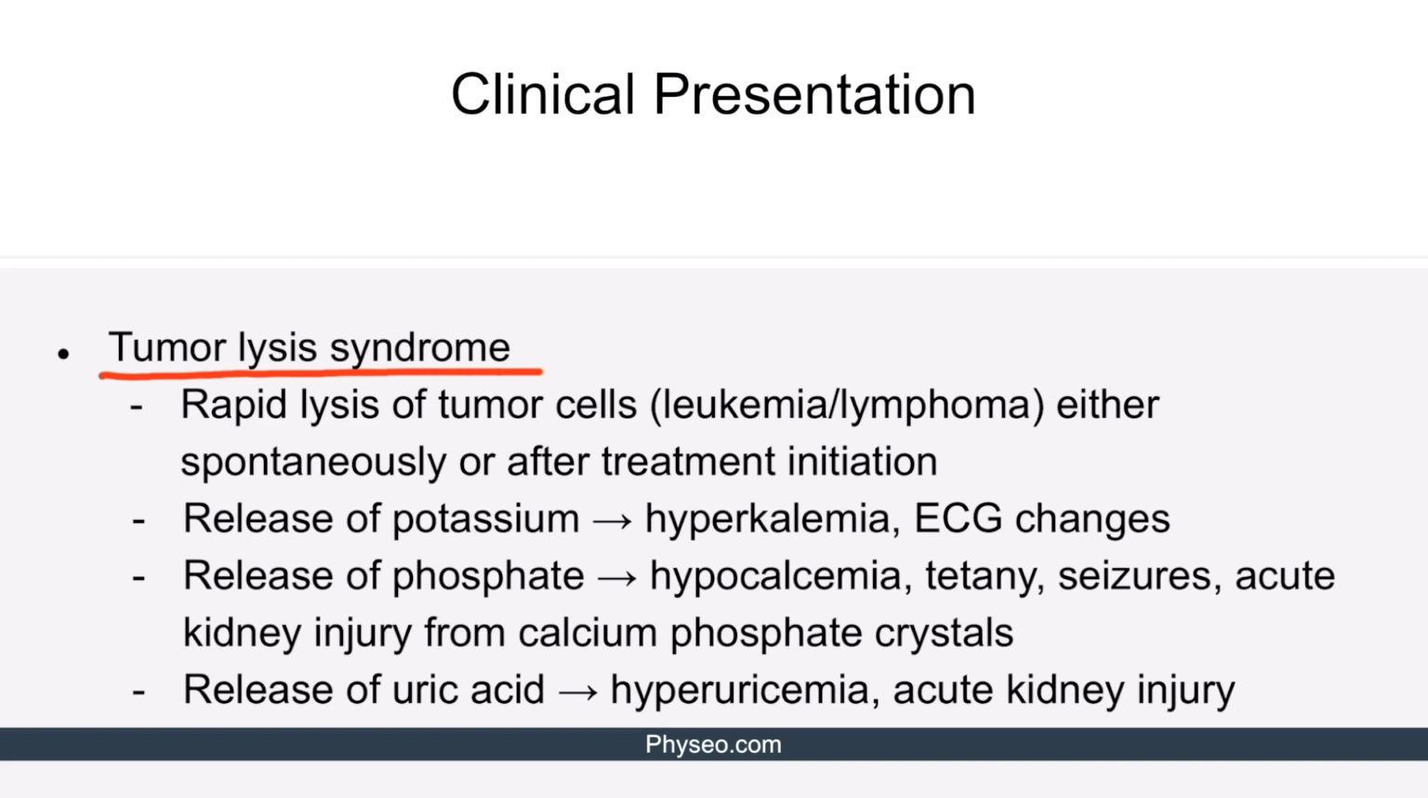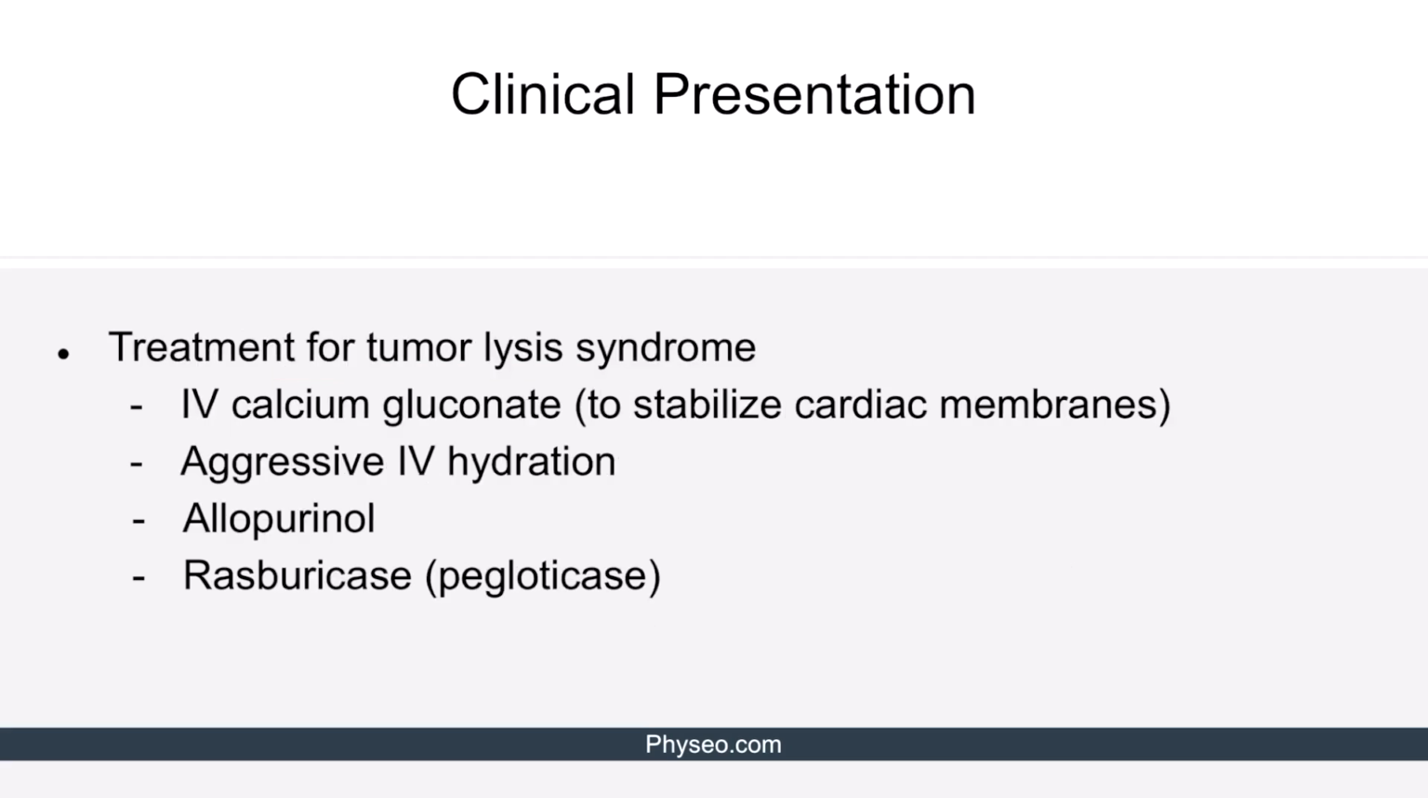Precipitation of urinary calcium phosphate crystals can cause an acute kidney injury. Finally, massive release of uric acid can lead to hyperuricemia and can also result in acute kidney injury due to uric acid crystals. Starting slide 21. Tumor lysis syndrome is treated with IV calcium gluconate to counteract the potassium effect on the myocardium and to stabilize the cardiac membranes. Aggressive IV hydration is used to prevent the development of urinary crystals and acute kidney injury.